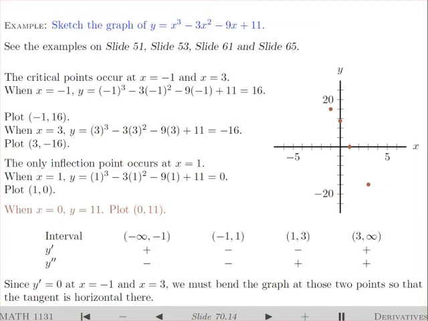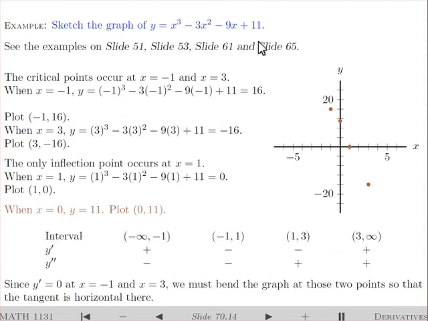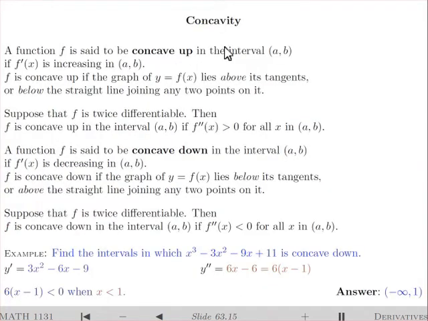Now, we are going to look at the shape of the pieces connecting these points. That's going to depend upon the sign chart for y prime and y double prime. We did the sign chart for y prime on slide 53. Positive in the intervals negative infinity to negative 1 and 3 to infinity, and negative in the interval negative 1 to 3. And we did the sign chart for the second derivative in slide 63. The second derivative is negative when x is less than 1, positive when x is bigger than 1.